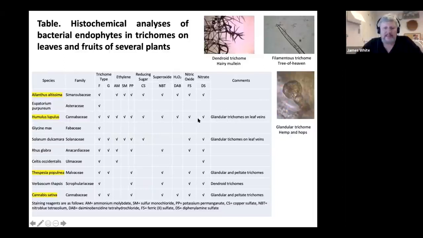And you can see all these checks show where we did a test and found that those chemicals are present, like ethylene, for example, in this Ailanthus altissima, tree of heaven. You can see that ethylene is produced by 3 different tests. We measured 3 different stains, histochemical tests. Superoxide, you can see superoxide is there, and so forth. You get the point of this table.